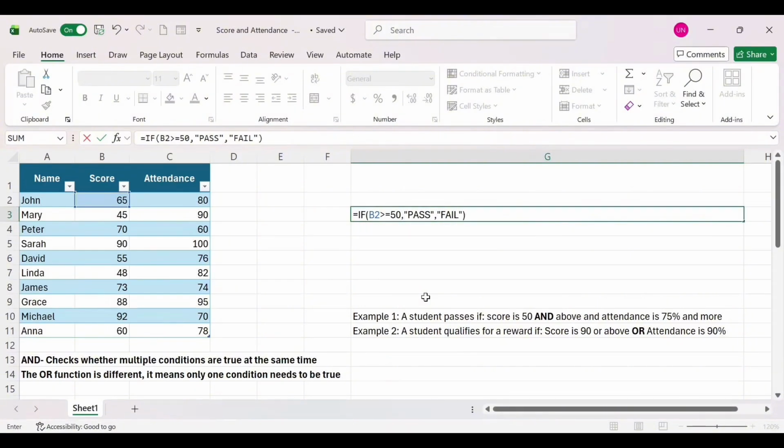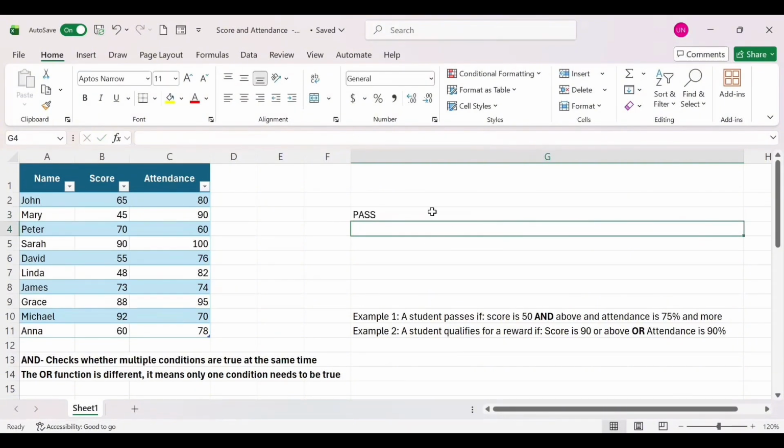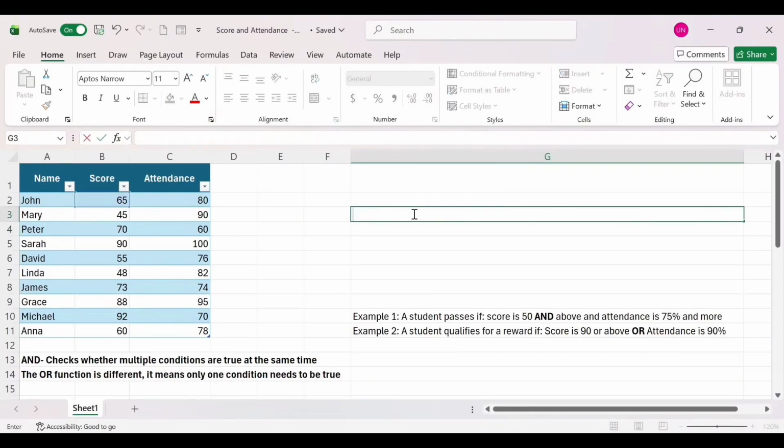And then pass. So what happened here is that Excel will go and check the score to check if John has 50 or above. And here John has 65, so we are passing John and we are not failing him. So today, what we'll be doing is joining AND with the IF function, and we'll also be joining IF with the OR function. I'm going to be starting with the AND function.